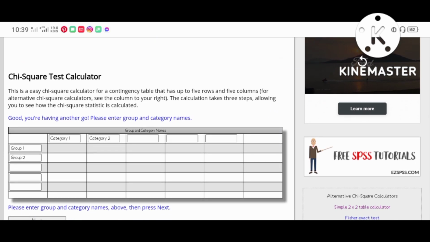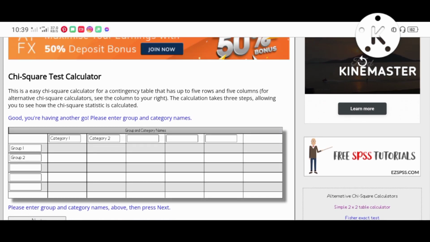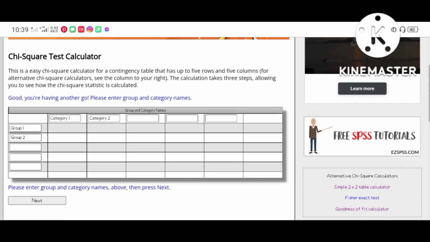Good day. Today we are going to discuss the chi-square test for independence. By definition, the chi-square test of independence is a statistical hypothesis test used to determine whether categorical or nominal variables are likely to be related or not. As we can see, we have here the chi-square test calculator.